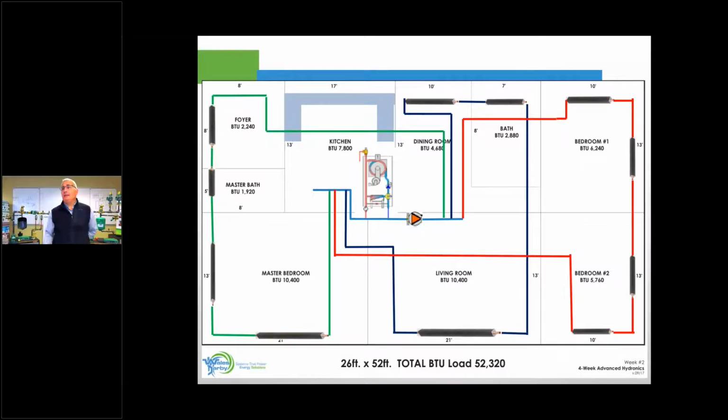Same thing for the green zone. Let's add up all the BTUs. So the green zone is our foyer, which is 2240. And we're going to add the master bath at 1920. And we're going to add the master bed at 10400. And I should get 14,560. Move the comma to the left. We're dividing by 10,000 BTUs. I get 1.45. That's 1.5 GPM.